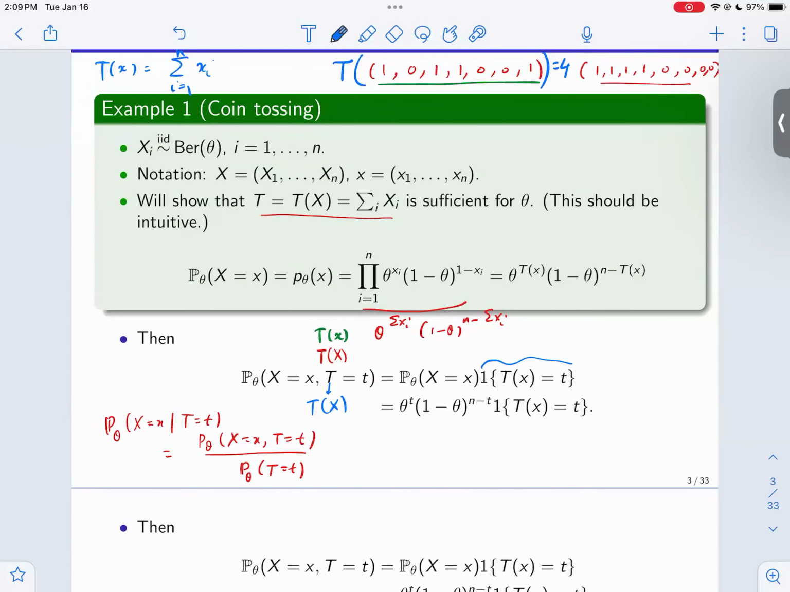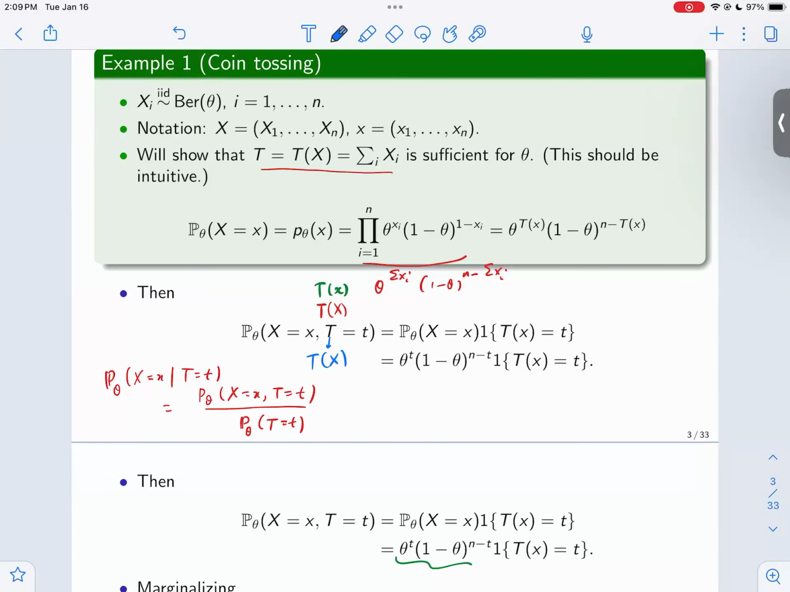So if t of little x is equal to t, then we are good. In that case, this is vacuous because it just says that the sum of the sequence is 4. We know that it should be 4 in this condition. So then in that case, this is just going to be p of x. Otherwise, it's just 0. And then once I have this, I can plug this formula in. And because I know t of x is equal to little t, I can just replace it with little t.